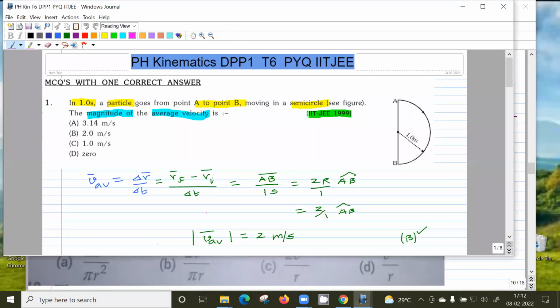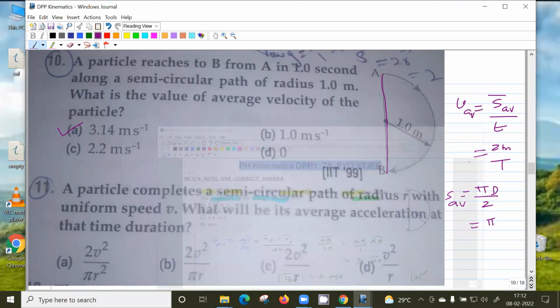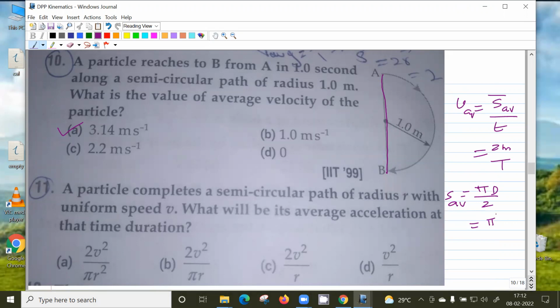Yes, sir. So, okay, forget about the answers and all. So, this is the concept. Average velocity is the displacement. This is its diameter, AB, divided by 2 seconds. So, it's 2 over 2. So, it's 2 meters per second. So, what I did first is the correct one.